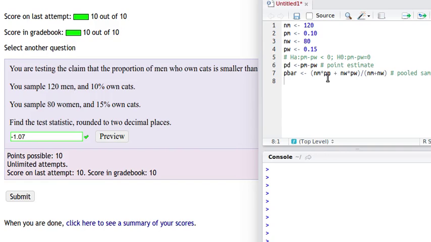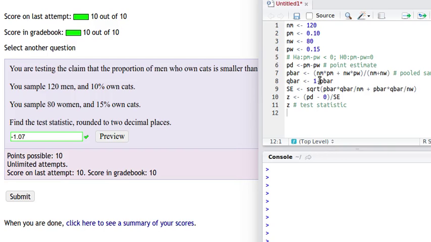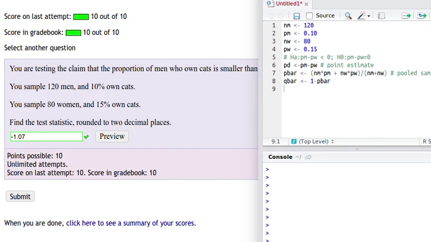Now notice that if you took the proportion of the men who had cats times the number of men who were polled, that's going to be the number of men who had cats. And this is the number of women who had cats. And divide that by the total number of individuals involved. So that's the pooled proportion. So of course, if the pooled proportion is P bar, then Q bar would be 1 minus P bar. Oops, for emphasis, I wasn't supposed to show you the rest of that script until after you'd seen that. The P bar, the Q bar is 1 minus P bar.